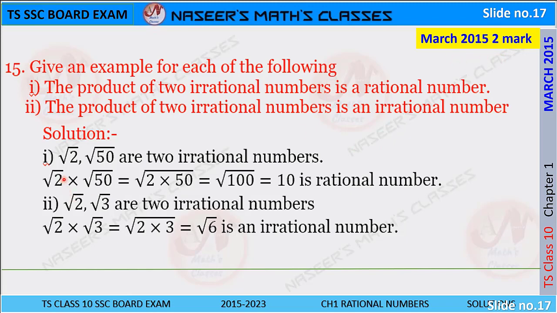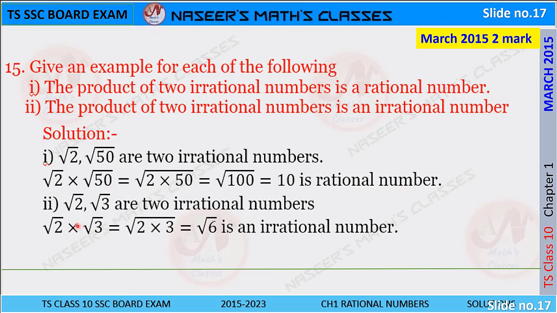So let root 2 and root 50 be any two irrational numbers. Then we multiply: root 2 into root 50 is equal to root of 2 into 50, which is equal to root 100. We already know root 100 is equal to 10. 10 is a rational number. Therefore, the product of two irrational numbers can be a rational number.